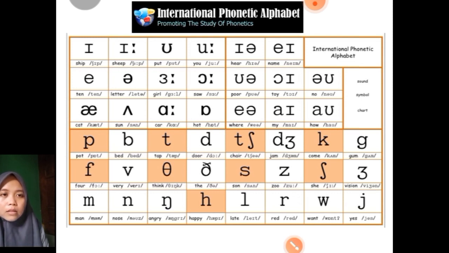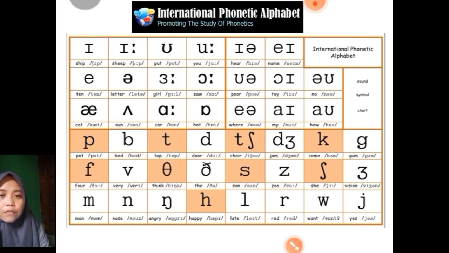And then is the g sound. G is a voiced dorsal stop consonant, and the word for it is go. And then is the f sound. F is a voiceless labial fricative consonant, and the word for it is for.